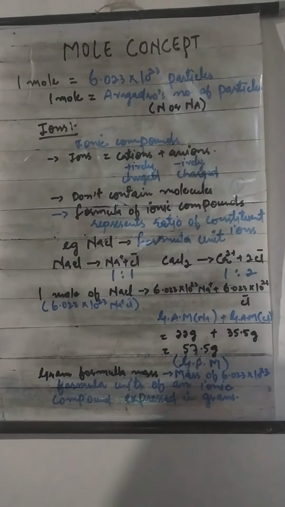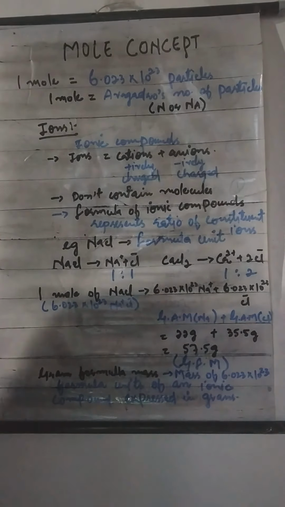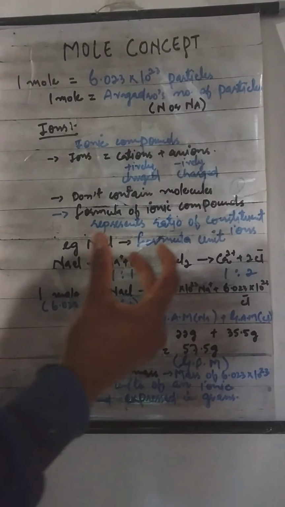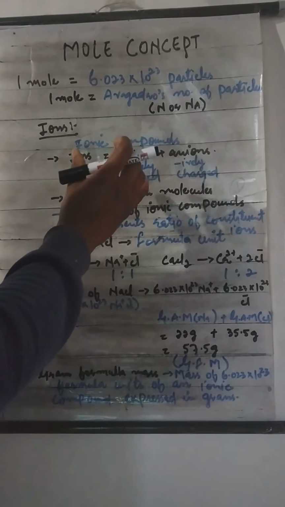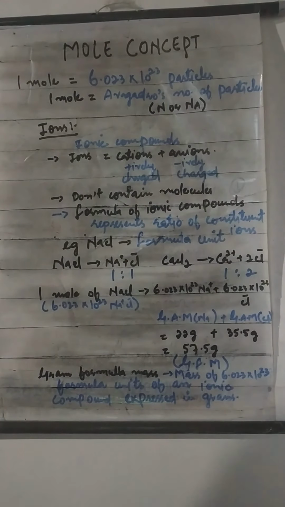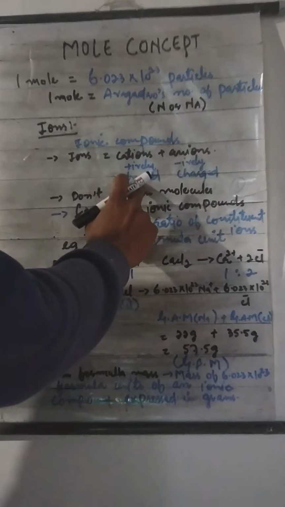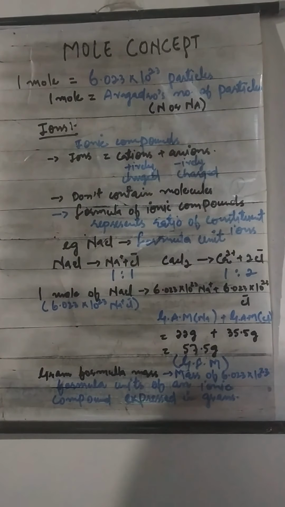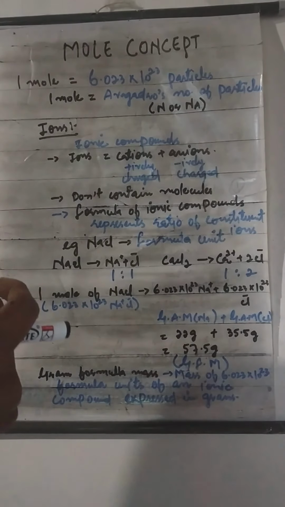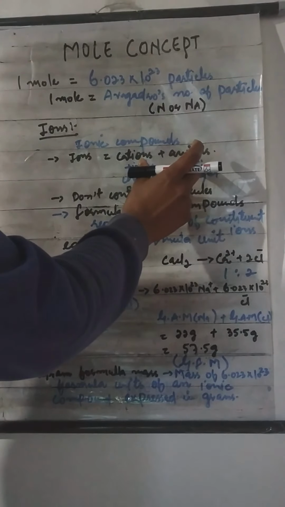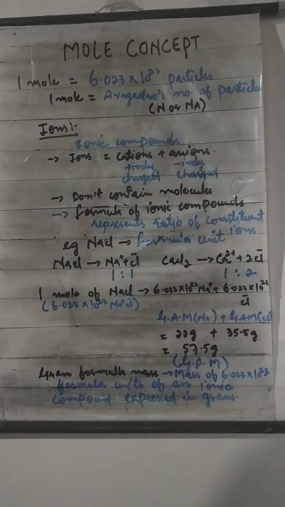If we use this mole concept for ions, you know that ions are present in ionic compounds. And what actually are ions? Ions are cations and anions. Ionic compounds are made of cations and anions. There is an ionic bond between two oppositely charged ions. Cations are positively charged and anions are negatively charged. So it's by law that opposite charges attract. So there is a formation of force of attraction between these two oppositely charged ions, and this force of attraction is called the ionic bond.